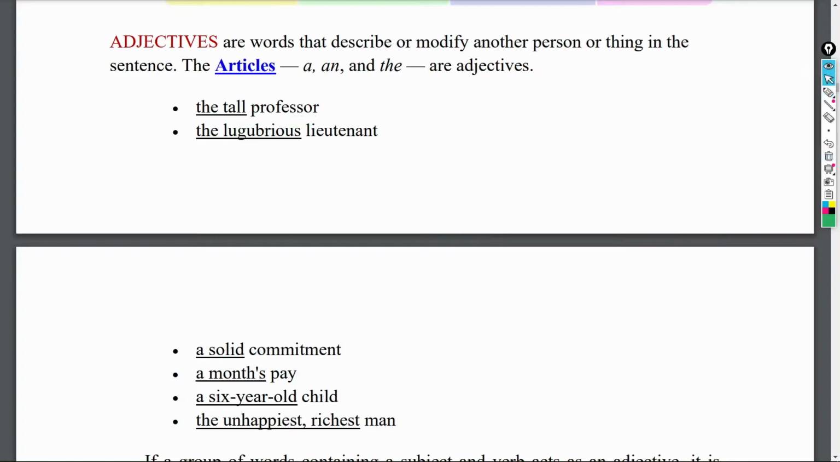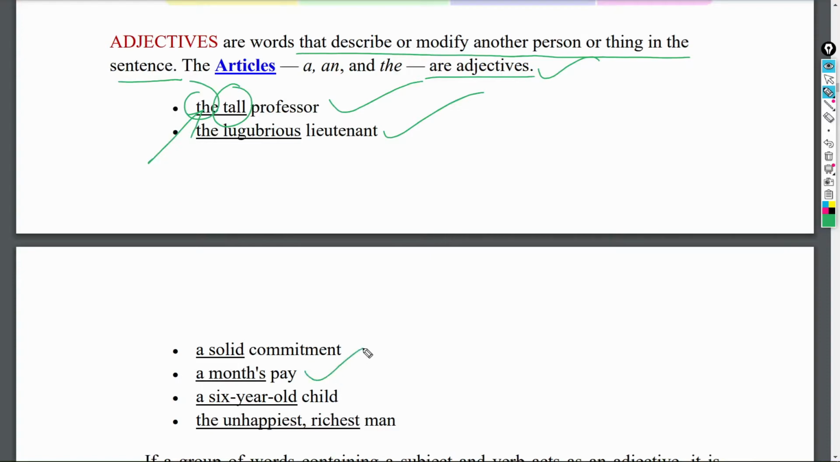Let us continue. The adjectives are words that describe or modify another person or thing in the sentence. The articles a, an and the are adjectives. The tall professor, the lugubrious lieutenant. Therefore, this the here is an adjective. Tall is also an adjective. Both of the adjectives are coming together, and it becomes a cumulative adjective. And this one is the definite article. They will come together, and there will be no comma in between them.